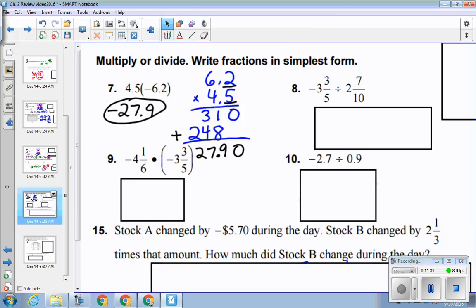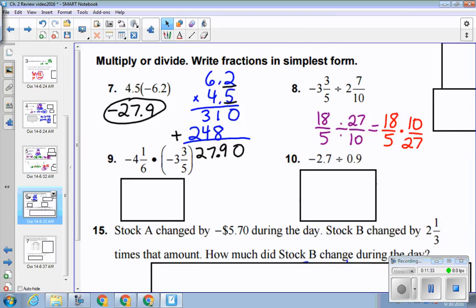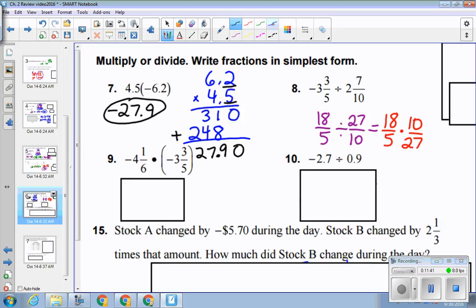Number 8. When you're dividing fractions, we turn them into improper fractions first, and then we have to multiply by the reciprocal. And make your life easier by always checking to see if you can simplify first. And you can in this case.